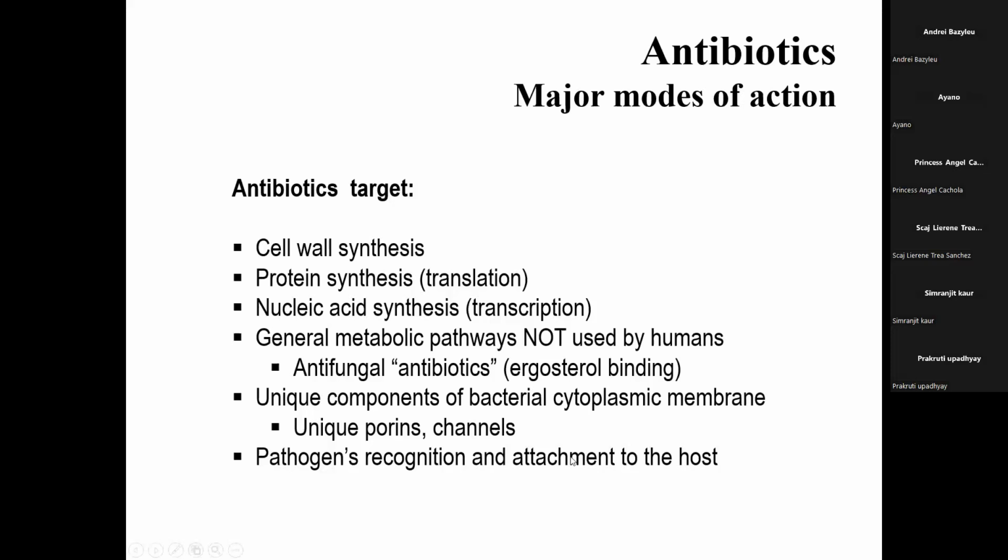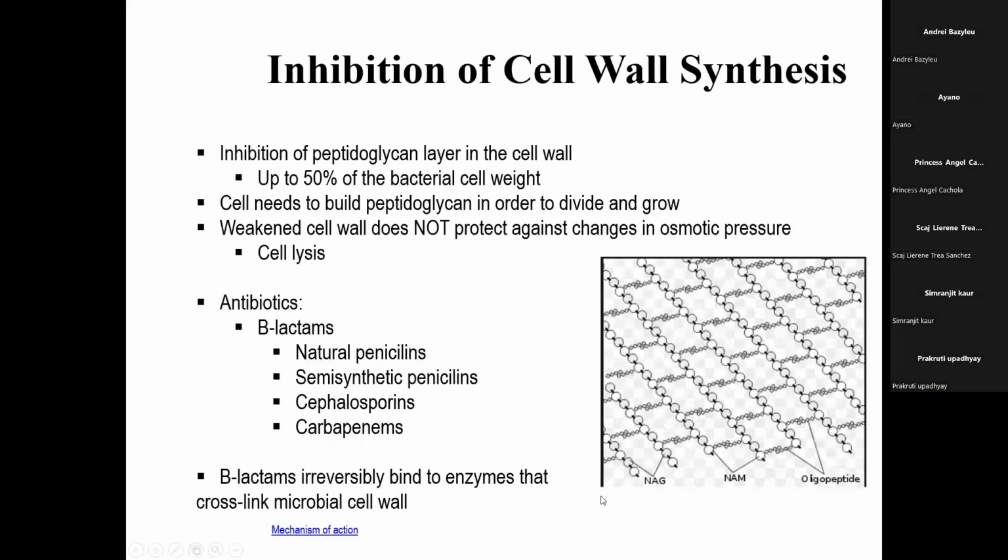Okay. There are also some unique components of bacterial cytoplasmic membranes, specific porins, specific channels. Porins, if you don't know what they are, are the proteins through which water goes into the cell. Small molecules in water are coming into the cell. So there are some unique components that can also be targeted by antibiotics, and those are usually narrow spectrum antibiotics. In some cases, pathogen recognition and attachment to the host is targeted by antibiotics. If that is targeted, then the pathogen cannot attach to the host cell anymore, and therefore cannot exert its effect. But those are more exclusive, unique types of antibiotics.